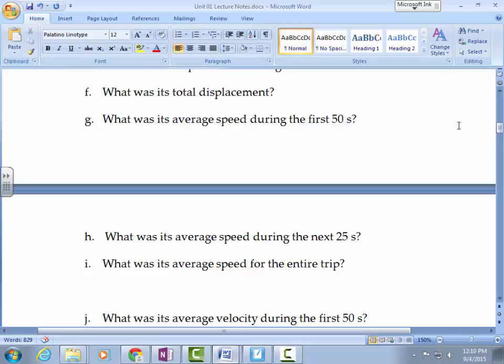It's going to be 150 divided by 50 seconds, right? Which is 3 meters per second. And then over the next 25 seconds, you have 100 divided by 25, which is 4 meters per second. And what is the average speed? It's going to be 250 divided by, what's the total time? 75. What does that equal to?